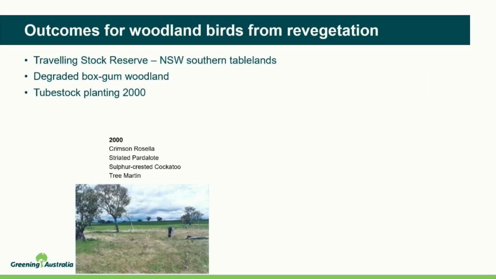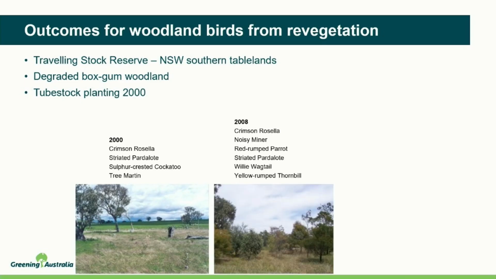This just gives a visual of what one of these sites looks like. So this is a travelling stock reserve in New South Wales, Southern Tablelands. As you can see, it's pretty degraded, really open, lacking species diversity, and we're not seeing a huge diversity of woodland birds at this site. After revegetation, 8 years later, we can see that we're starting to get some early establishment of some mid-story and overstory coming back, and we've got a couple more species.